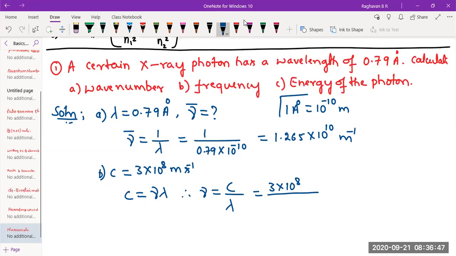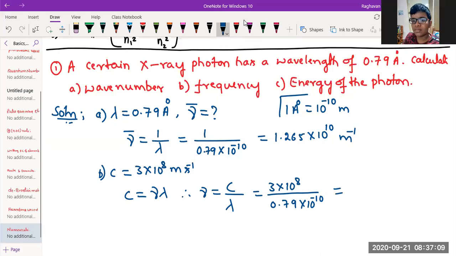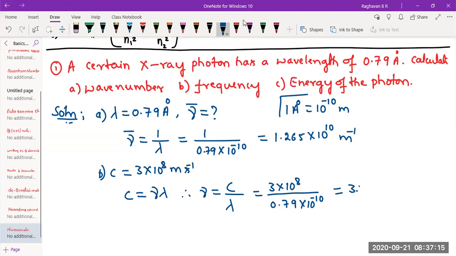Divided by lambda, again you have to take in meters only, into 10 raised to minus 10. Minus 10 goes to the numerator as plus 10. 10 raised to 8 and 10 raised to 10 becomes 10 raised to 18. 3 divided by 0.79, you have to do, and let me know the answer. Sir, 3.7974. Very good. So 10 raised to minus 10 goes to the numerator as plus 10, and the two terms 10 raised to 8 and 10 raised to 10 become 10 raised to 18.